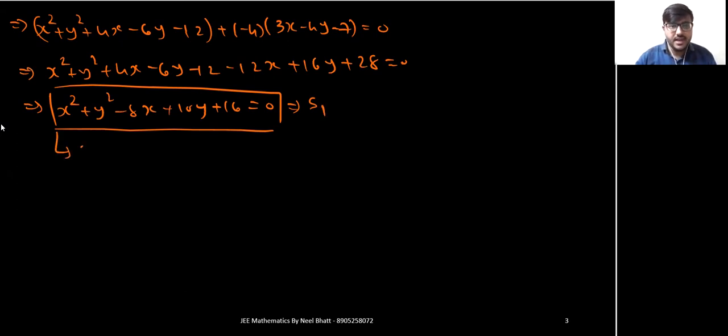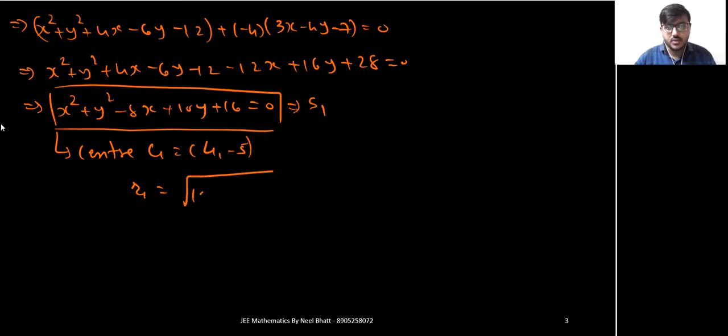Having center C1 as (4, -5) and radius as root of g square plus f square minus c. So r1 is equal to 5. This will be the answer.